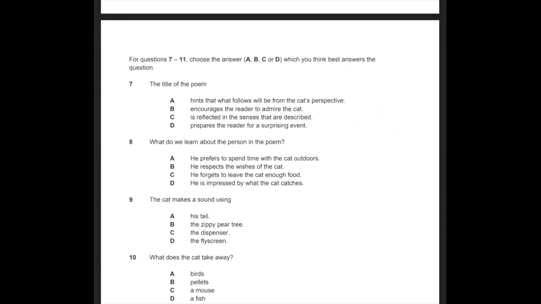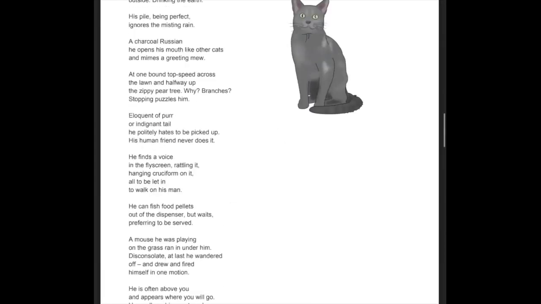What kinds of language is this? What are those words? They're sensory words, right? They talk about senses, and that's why the best answer is C. It's reflected in the senses that are described, and those senses are what we see the cat doing. So it uses words like, we can see the cat lapping up the clear water. We can see his pile being perfect. We can see how he opens his mouth, how he runs across the lawn. All of these things that we see, that all contributes to this concept of observing the cat.